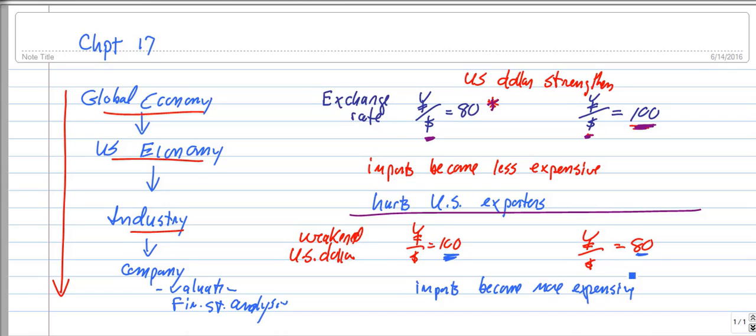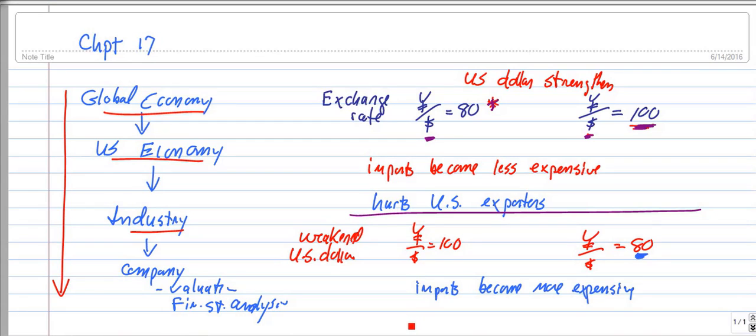It used to be that every $1 we had would purchase 100 yen so we could buy something. Now every dollar we have only raises 80 yen. So something that we're purchasing abroad, from Japan, is going to cost us more. It's going to be more expensive. More U.S. dollars will need to be used to buy that same item. That's the bad news. What's the good news?